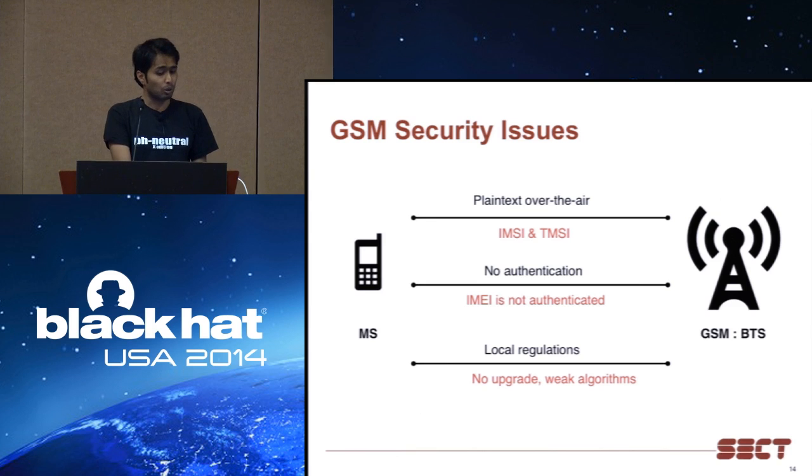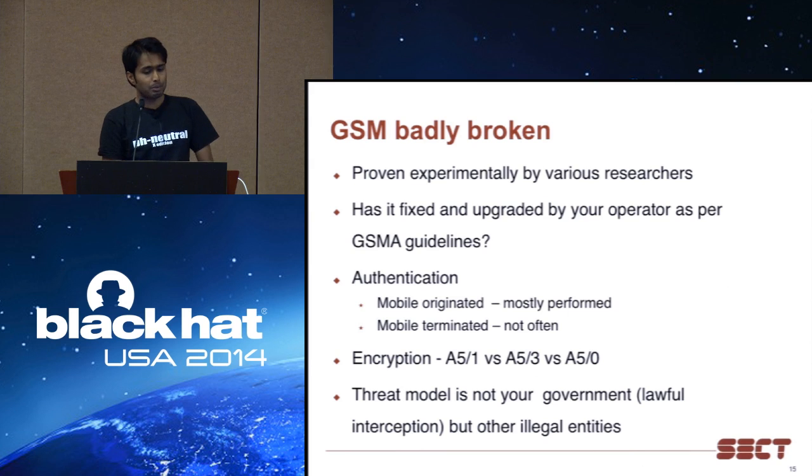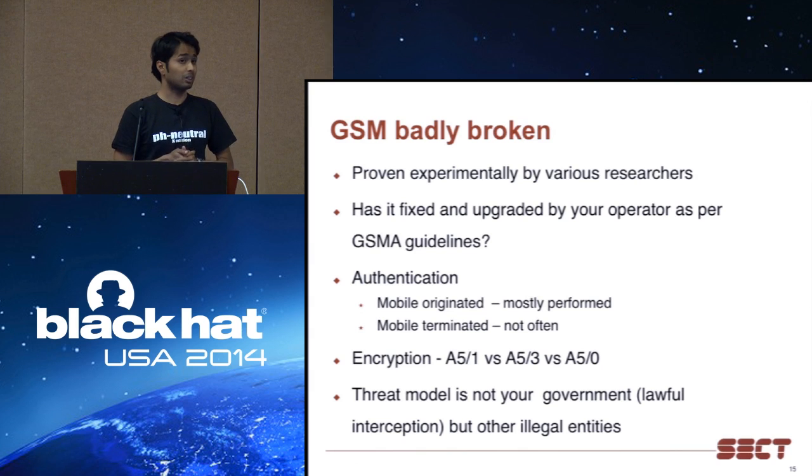And the last is local regulations, which make GSM security pretty bad. Because there is no upgrade, not all operators are using the A5/3 algorithm, and still some operators use A5/1. When I tested my network here, T-Mobile USA and AT&T are still using A5/1. Weak algorithms. So we know GSM is badly broken, right? And it has been proven by various researchers. But has it been fixed and upgraded by your operator as per the GSMA guidelines? Some operators really do care, some not.